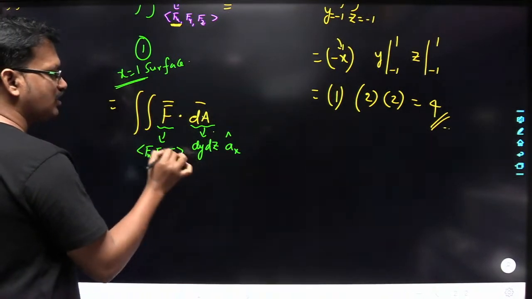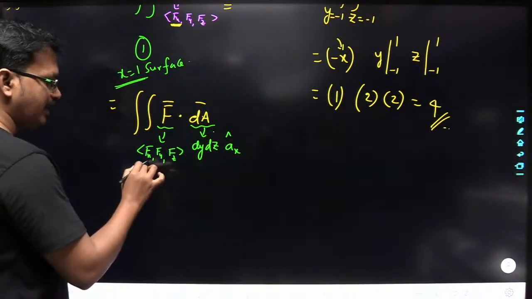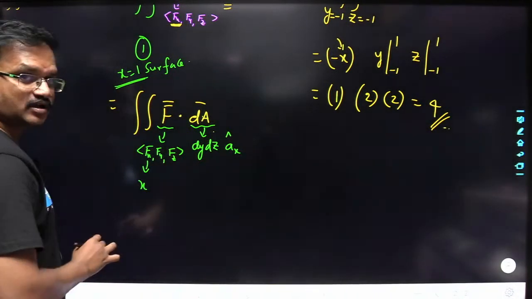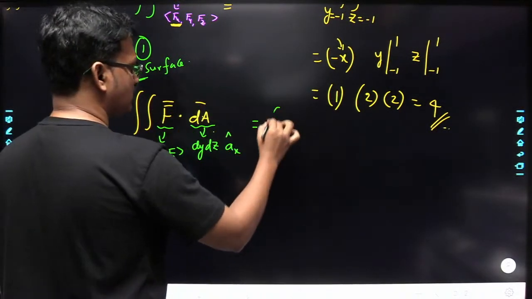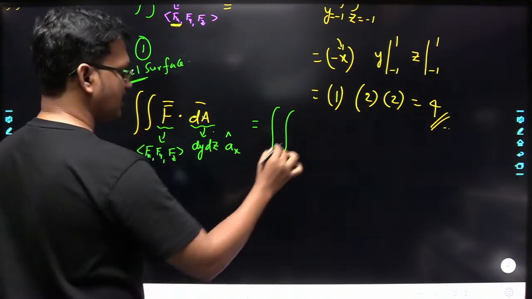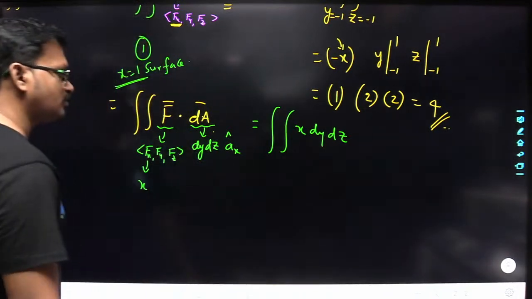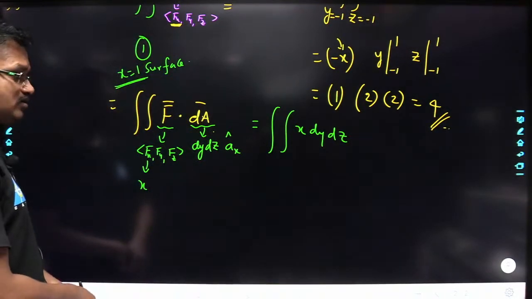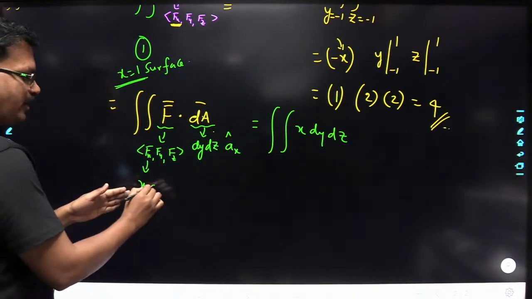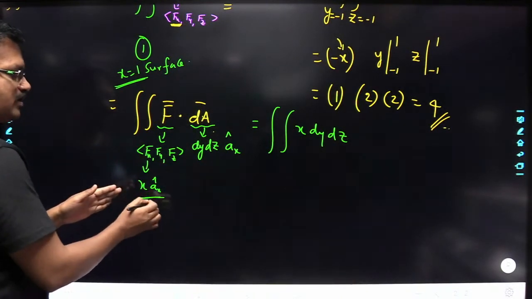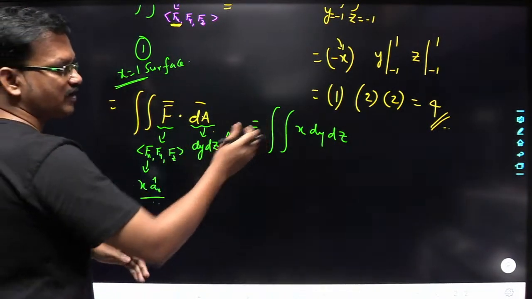Now f bar has an x component, a y component and a z component. Which component will contribute? Only the x component will contribute, and the x component is simply x. So you are going to get the double integral of x dy dz. That is x ax cap dot dy dz ax cap, which gives x into dy into dz.